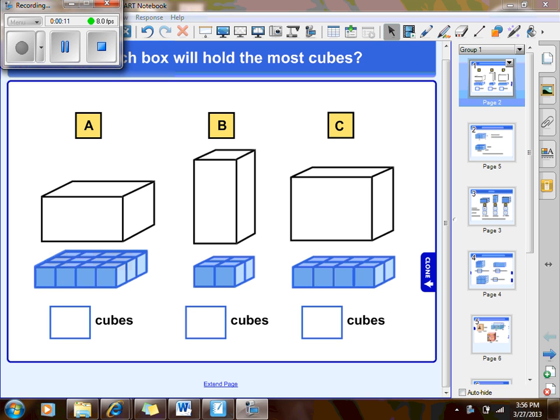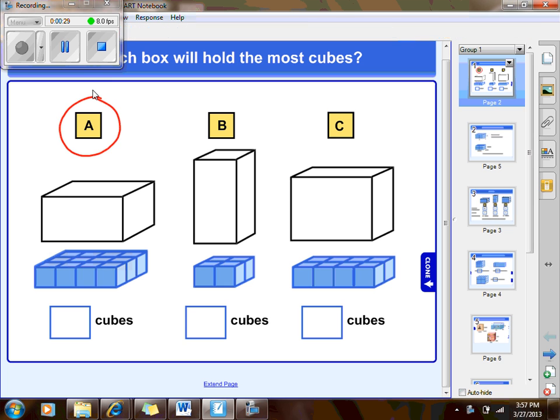Volume is one step further than area. Area talks about length and width, and we cover the outside. Volume, we're going to talk about filling the inside. So if we look at the prism A, I want to fill my empty box here. And I'm going to use the blue cubes just below it to do that.